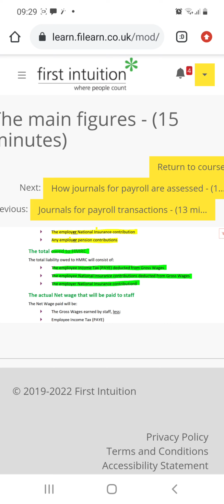So anything to do with the tax or the national insurance, fundamentally, it does not belong to the business. It's just you as a business being a bit of a tax collector and making sure you hand those amounts over to Revenue and Customs. So that's what would be owed to HMRC. So you need to be able to calculate that.